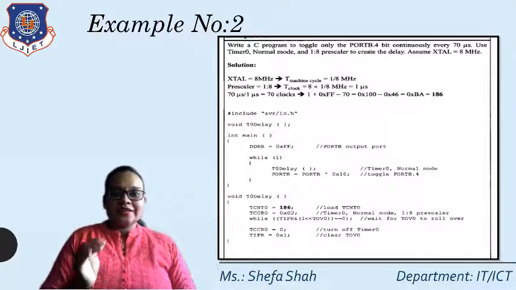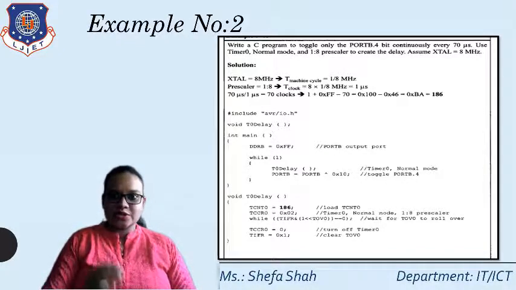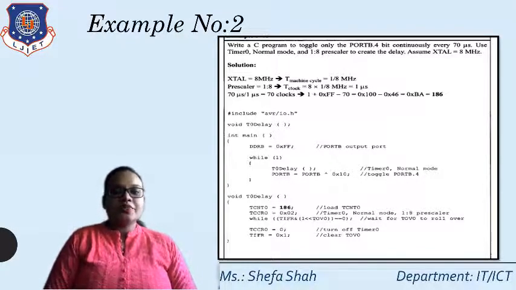So first of all, XTAL is equal to 8 megahertz. 8 divided by 8, so our frequency will be 1 megahertz. So the time taken will be 1 divided by 1 megahertz, that is 1 microsecond. So in the solution, you can see that after using the prescaler, the timing is 1 microsecond. Now the total delay here is 70 microseconds. So 70 microseconds divided by 1 microsecond, the total number of clocks will be equal to 70.